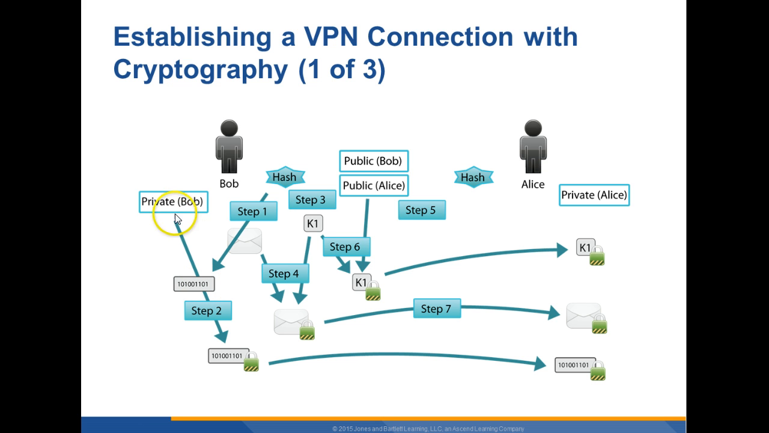Notice that we have the private key here, Bob's public key, Alice's public key, and Alice's private key. So we're in step 1. In step 2, Bob is going to encode the hash using his private key to create a digital signature. In step 3, Bob generates a random key K1.